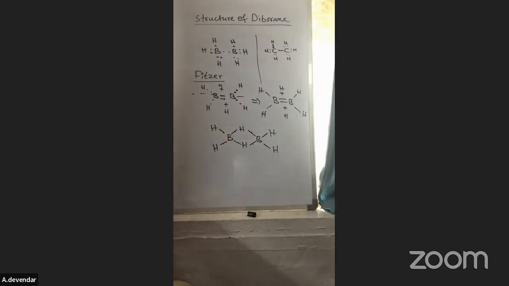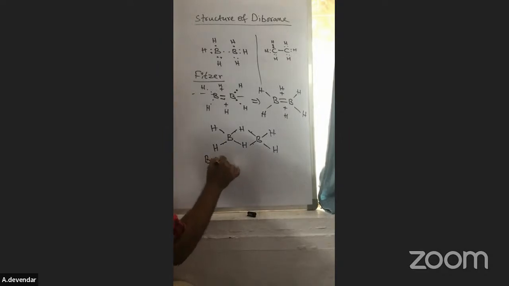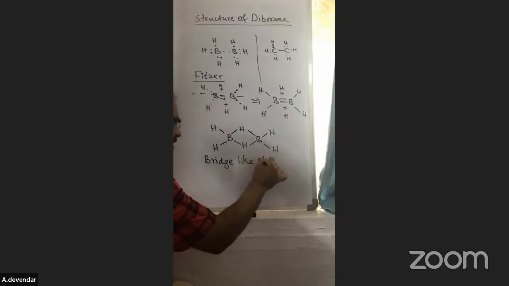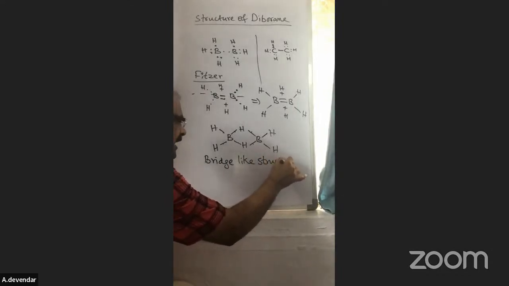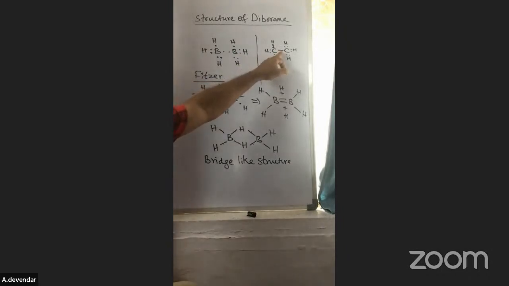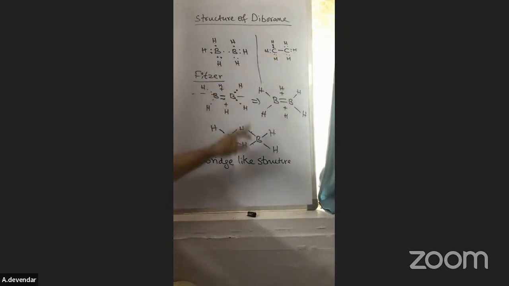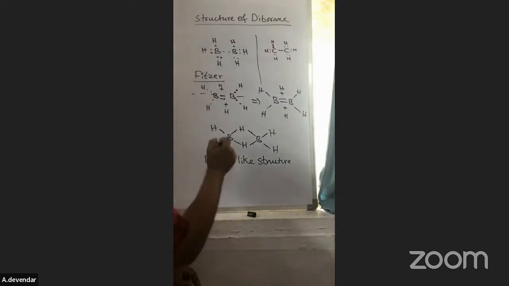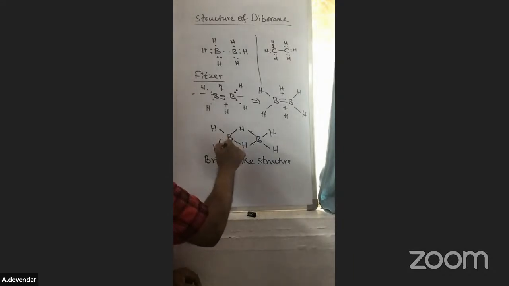That's why the structure of diborane is bridge-like only, not ethane-like. Ethane is similar but not a bridge one; it has a single bond between carbon and carbon. There is no bond between boron and boron. There is a bridge type bond between the hydrogens. So you can think of it like this.